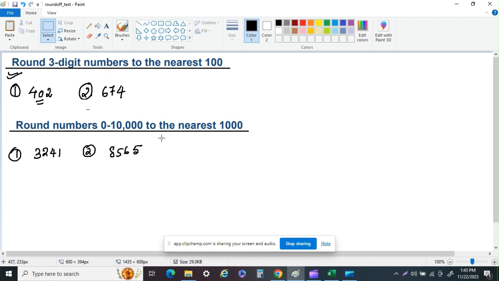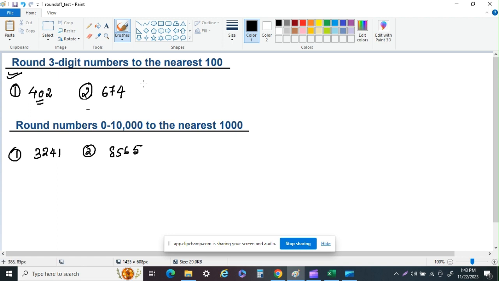The topic is rounding off. This will be helpful to children of grade 3 or grade 4. Now, rounding off basically means estimation. Sometimes you do not require the exact value, but you just need an approximate value. So let's get started.